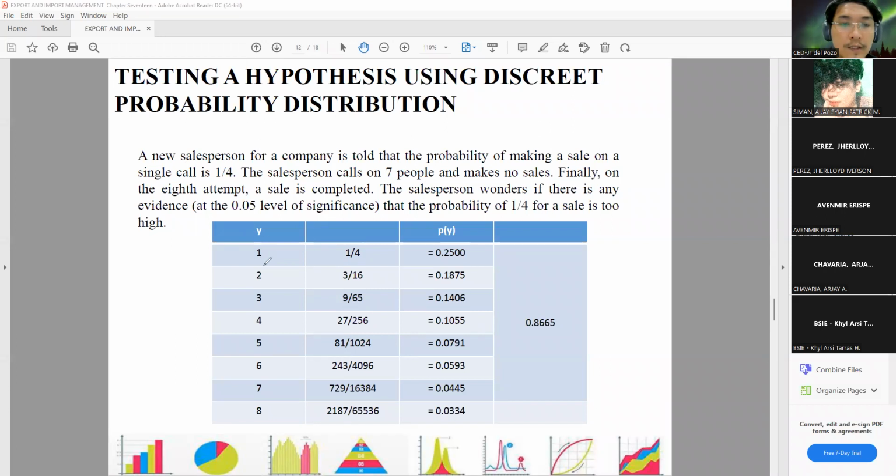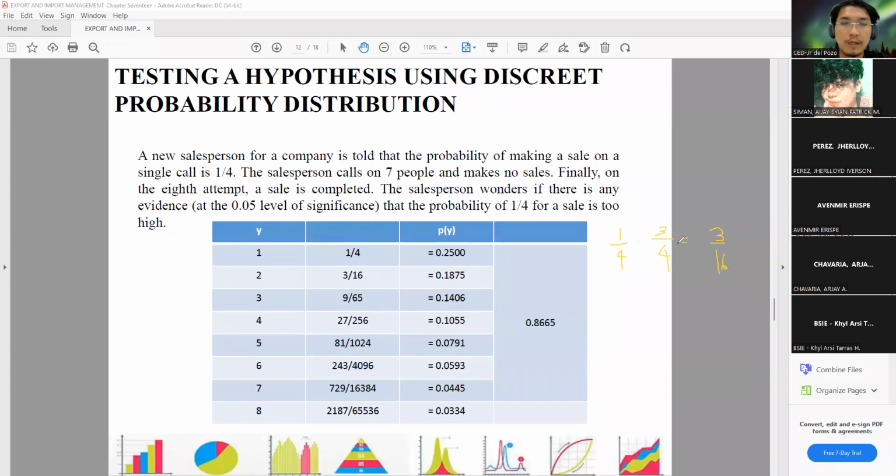So, nung isa yung tinawag niya, meron siyang 1/4. Now, sa 2, yung chances niya of getting it on the second call is 3/16. So, paano nangyari yun? 1/4 times 3/4. Okay? That is, yung chances mo of getting multiplied by the chances of not getting. So, you have 3/16.